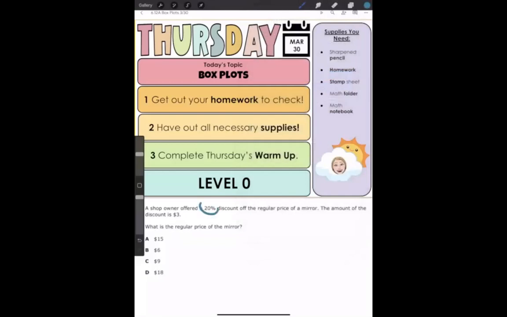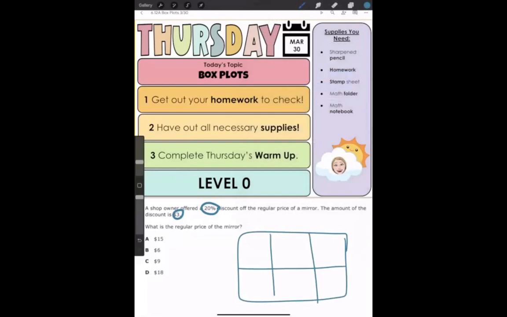So it's talking about percents. So this is going to be a percent box problem. For this problem, our whole is going to be the regular price because when things are on sale, you're only paying a part of the regular price. So the discount in this case would be the part, and that's supposed to be part. That was actually supposed to say D for discount. Okay, so this is P for part. Okay, 20%, and then the discount is $3.